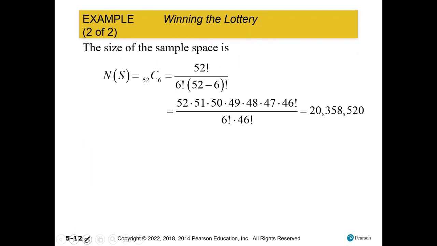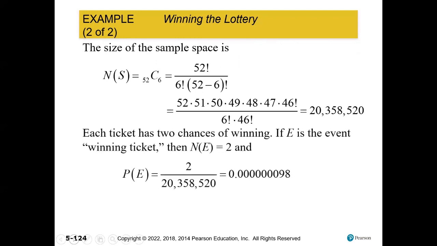Now, when you purchase a ticket, you get to pick 2 groups of 6. That's 2 out of 20 million, which gives you a probability of 0.0000000098, aka near impossible to win the lottery. It is not likely to win the lottery here.